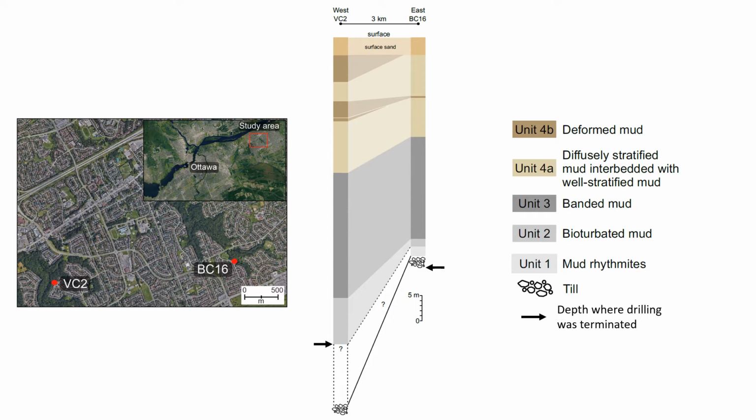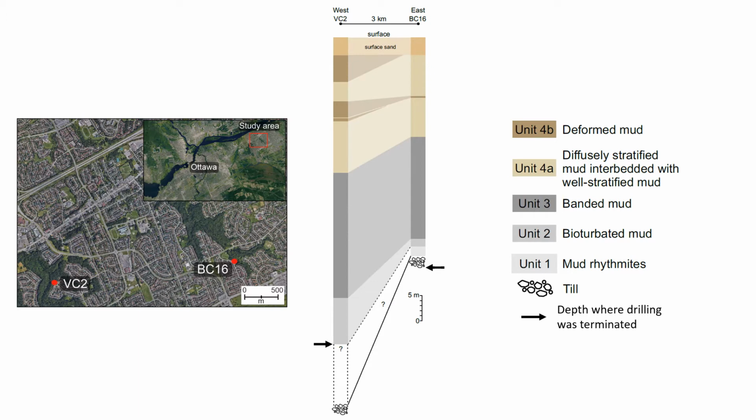There's 5 mud-dominated units. So what we're going to do is begin at the base, that of Unit 1, the mud rhythmites, and work our way through towards the top of the succession by examining each of these units in detail and how exactly they transition from one unit to the next vertically within the succession.